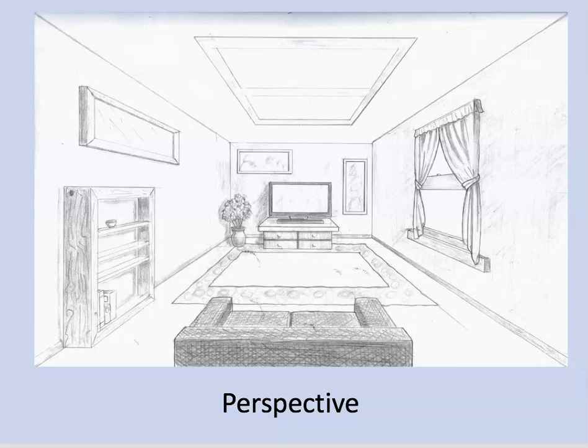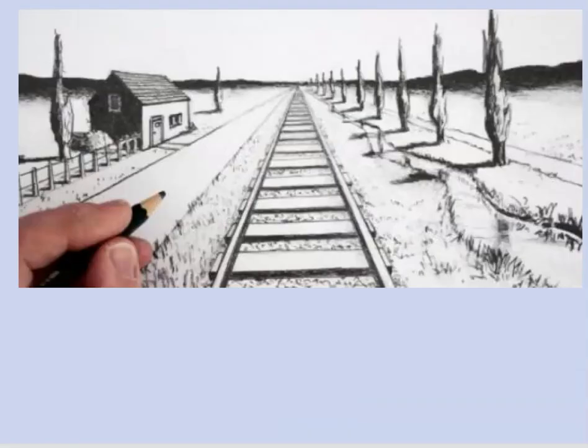So what we're looking at here is what we call one-point linear perspective. Creating a room in one-point perspective will be one of your homework assignments. So let's look at this one a little bit further. So this is one-point perspective in its simplest form.